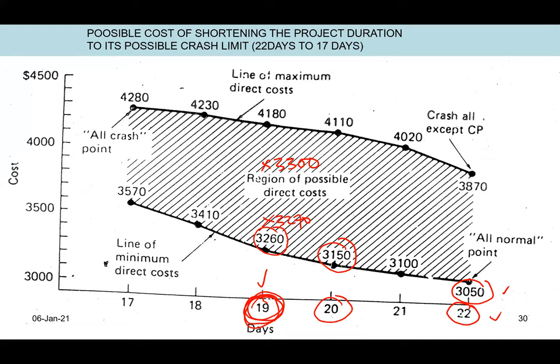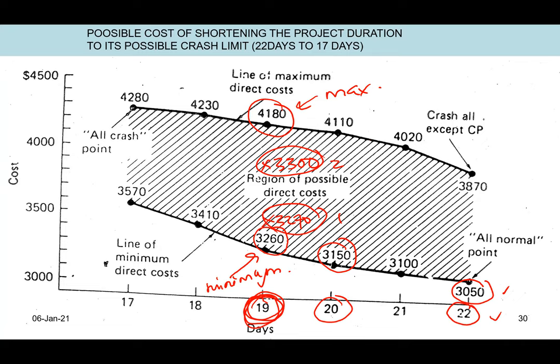How much is the higher cost that you can go? This is the limit. The maximum is here. This is what we call maximum. This is the minimum. The one that I show you is scenario number one. Scenario number two, I didn't do many more scenarios. I get something in between.